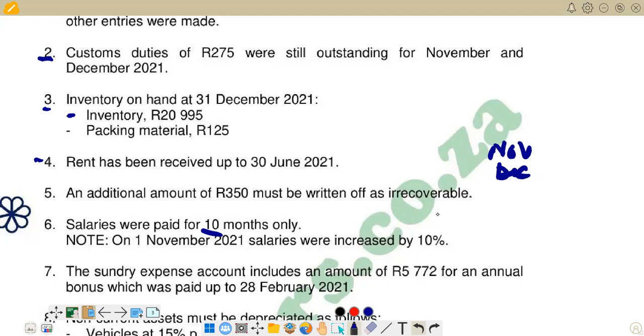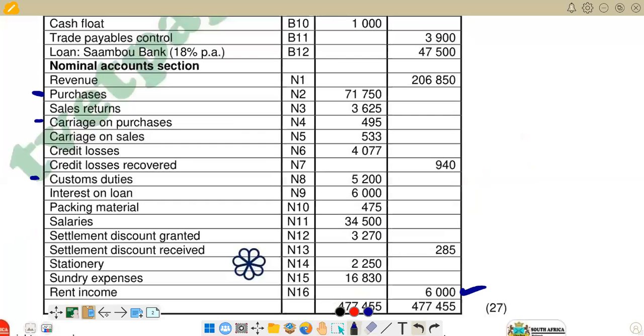But then also in November, these salaries were increased by 10%, which means the figure that we are going to get that was being paid from January to October is the figure that was not yet increased. Then after the increment, we are going to adjust for that. So we go there in the list of balances. We check the figure for salaries that we have. It's 34,500 here. And remember, this is representing 10 months. You divide by 10, you get 3,450.